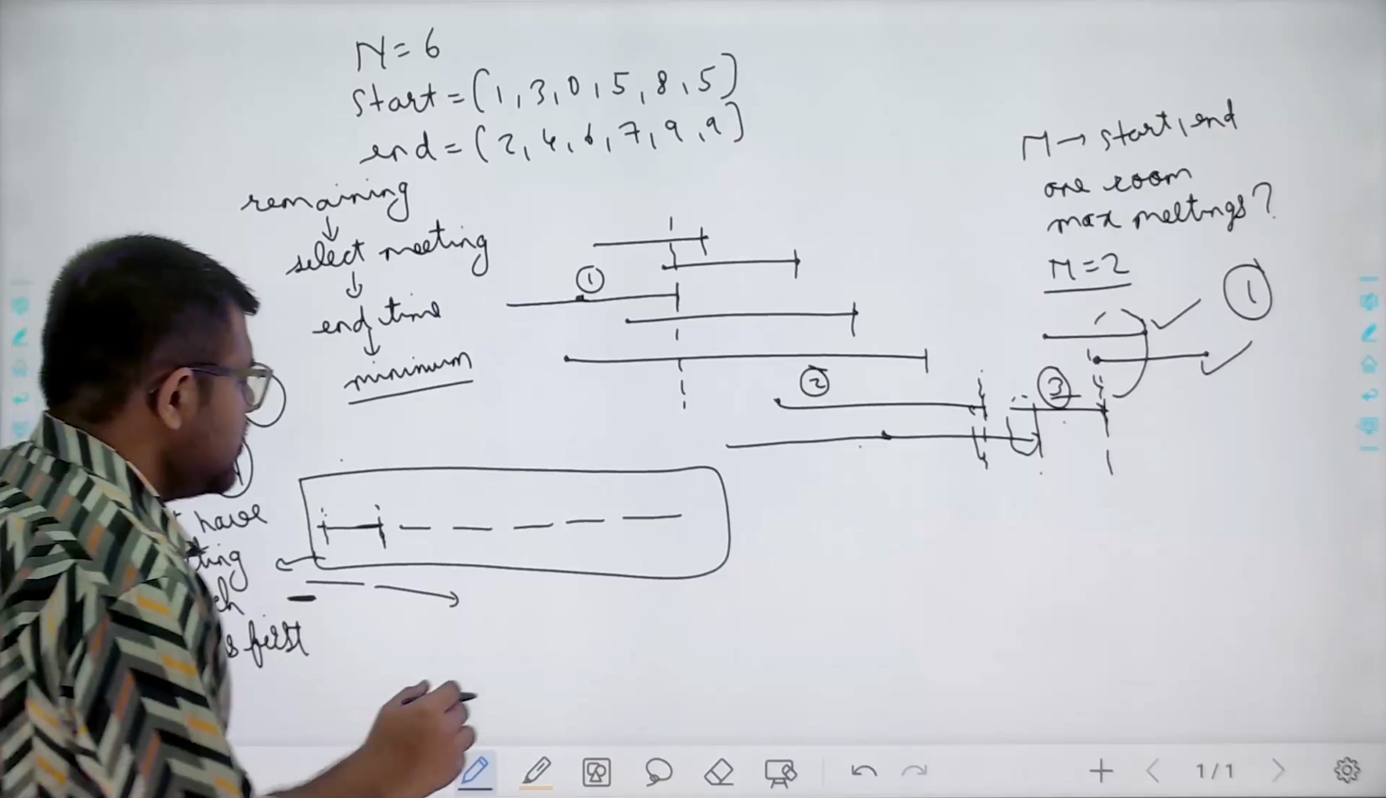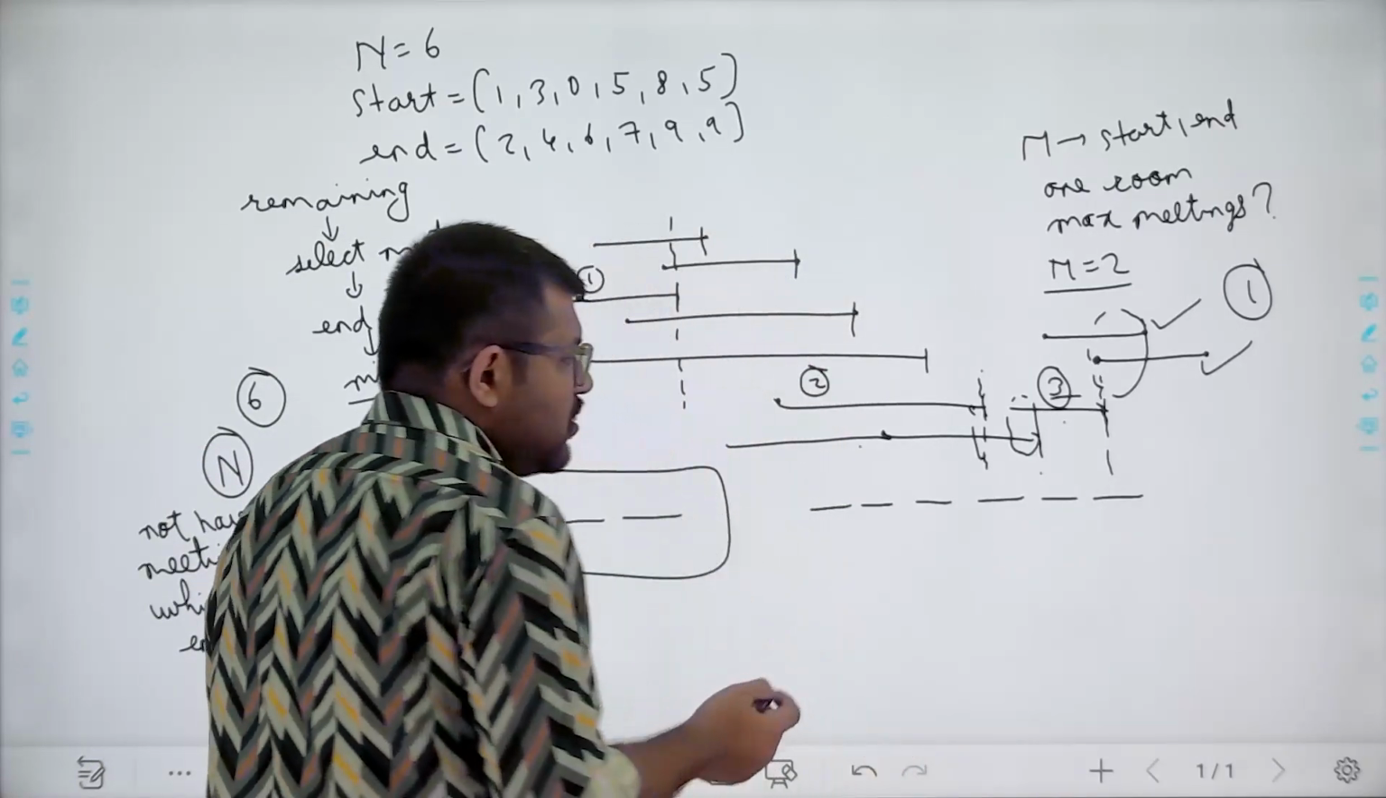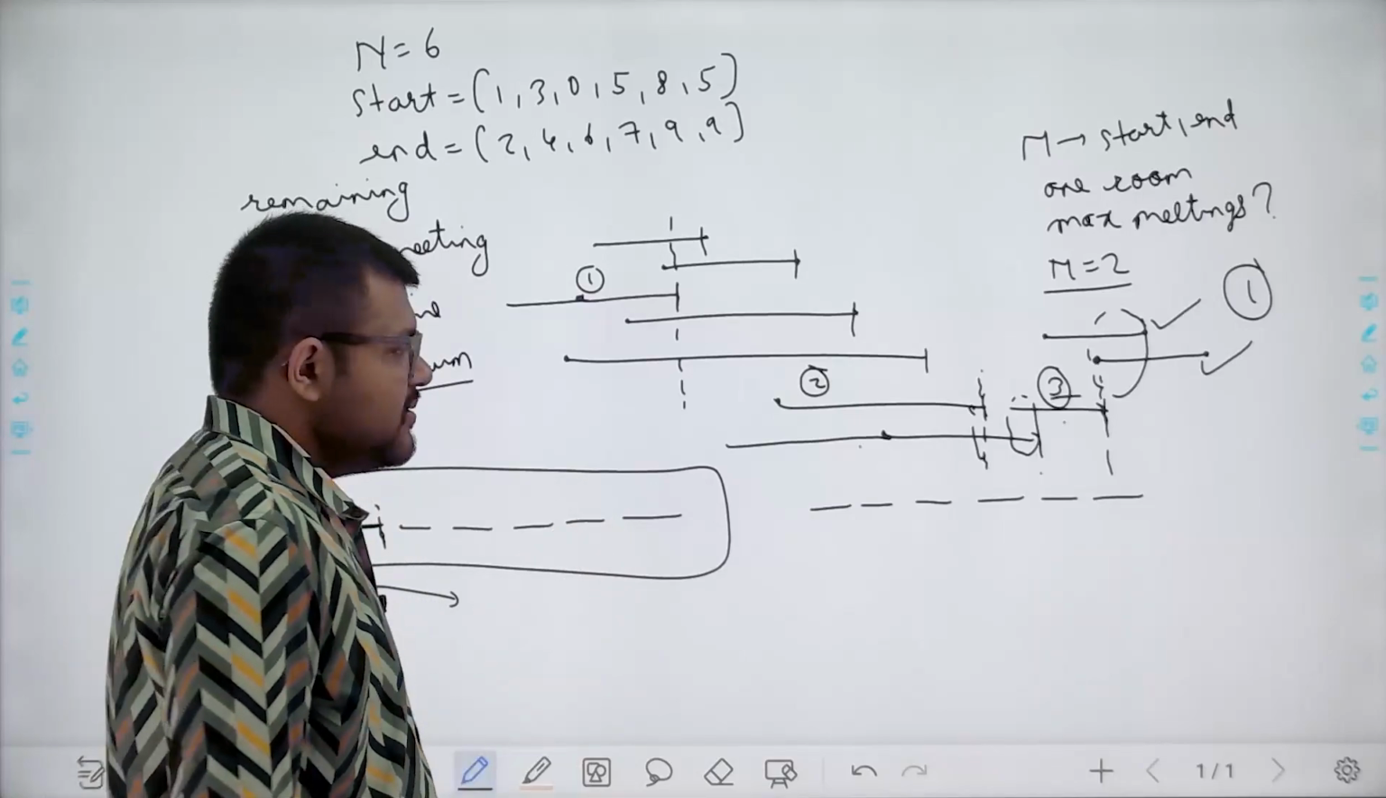Are you getting my point? In the first case, these are my 6 meetings which I have told are the maximum set of meetings which can be conducted.